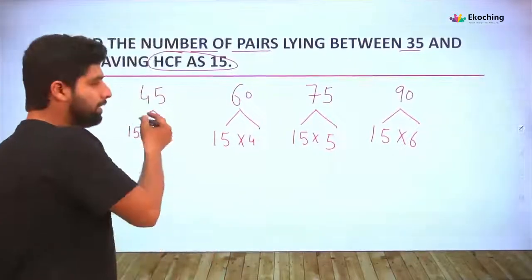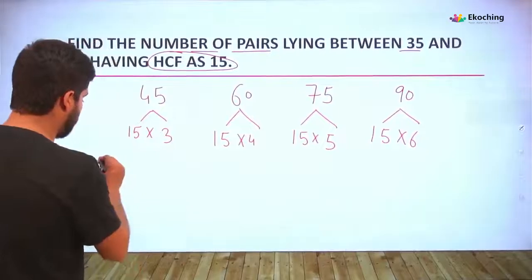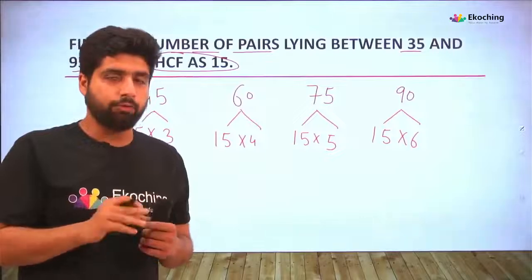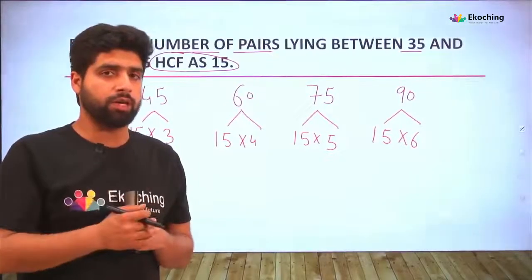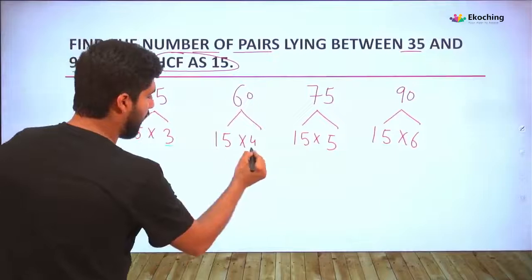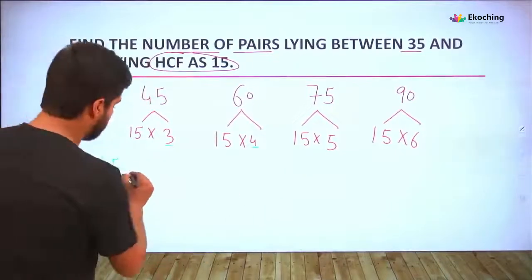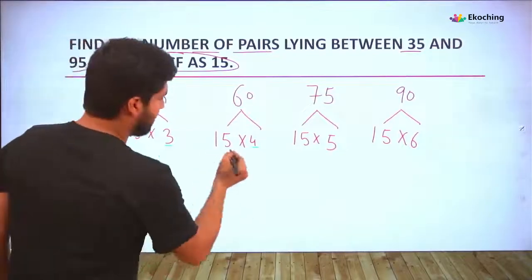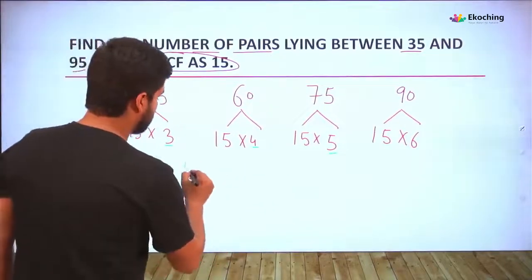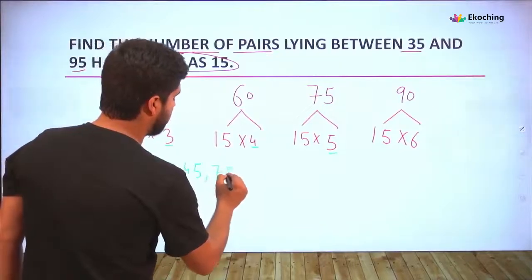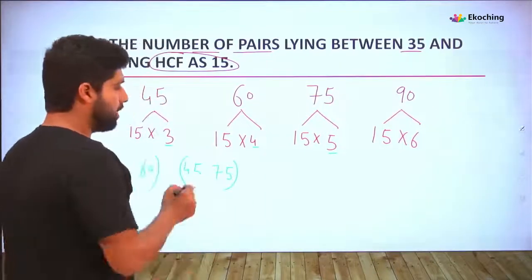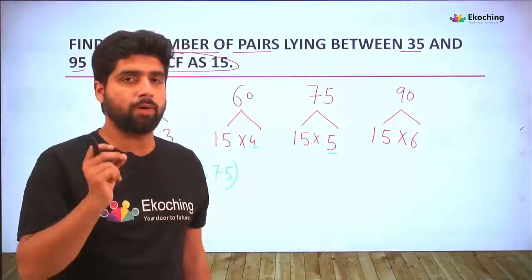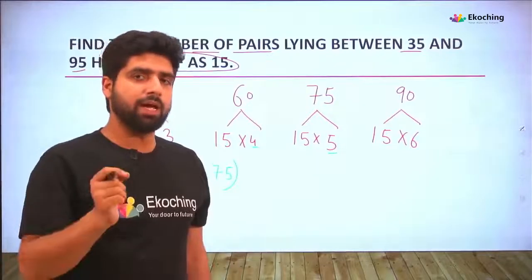Now, with the number 45, I can only make the pairs which are co-prime to each other. If we take 15 common, see, 3 and 4 are co-prime to each other. So 45 can be paired with 60. Similarly, 3 and 5 are co-prime, so 45 and 75 will be such a pair. But 3 and 6 are not co-prime, as 3 is a common factor there. That pair will be eliminated.